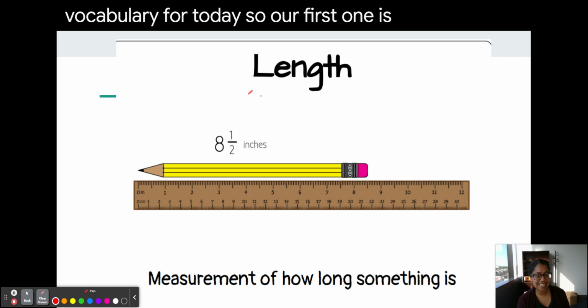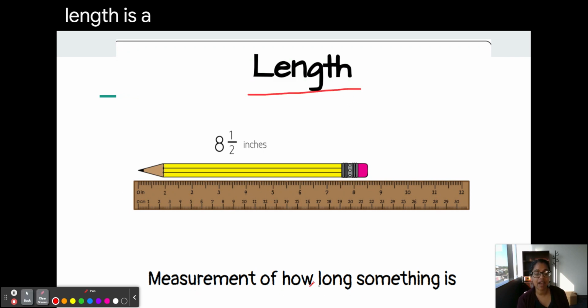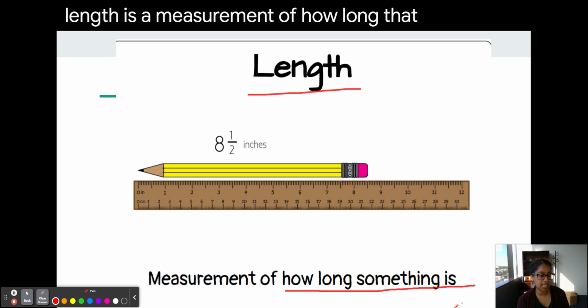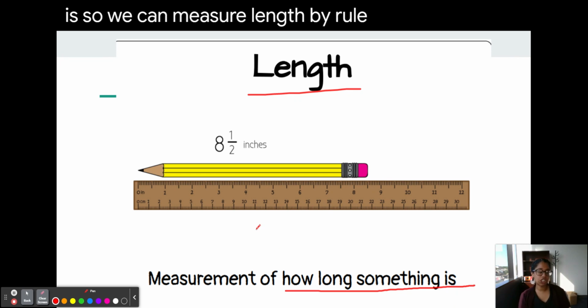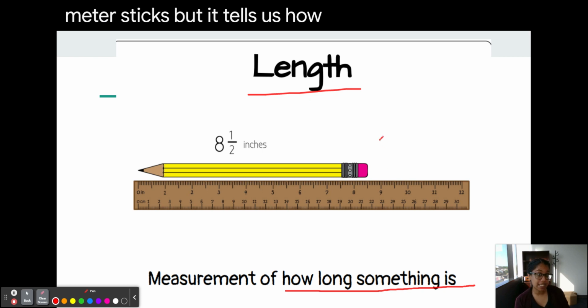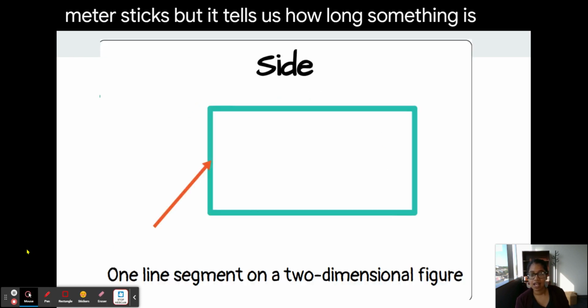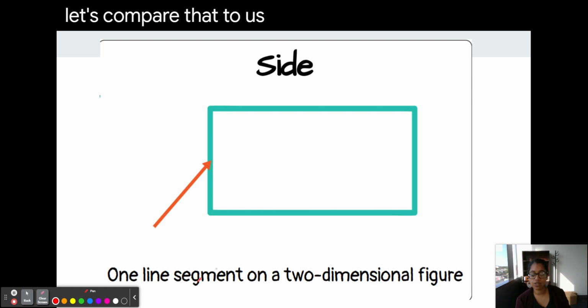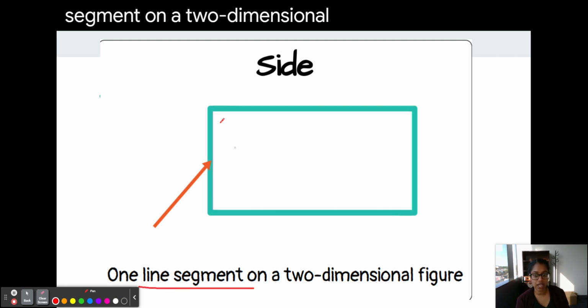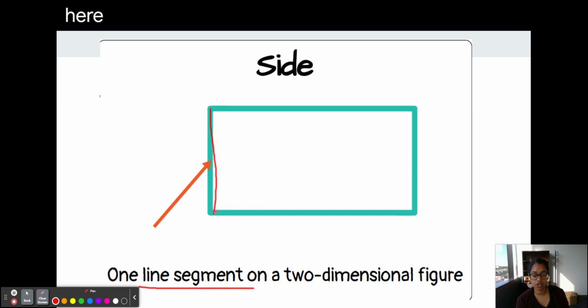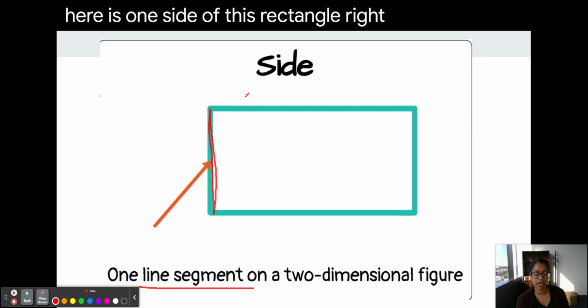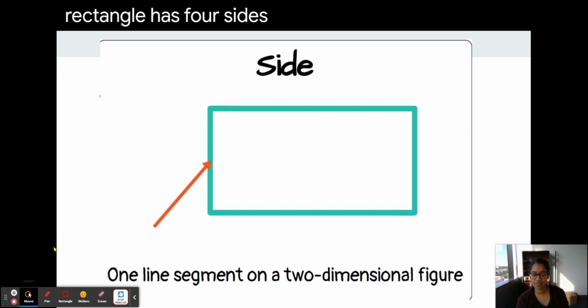So our first one is what is length? So length is a measurement of how long something is. So we can measure length by rulers, yardsticks, meter sticks, but it tells us how long something is. Now, let's compare that to a side. So a side is one line segment on a two-dimensional shape. So this right here is one side of this rectangle, right? And this rectangle has four sides.